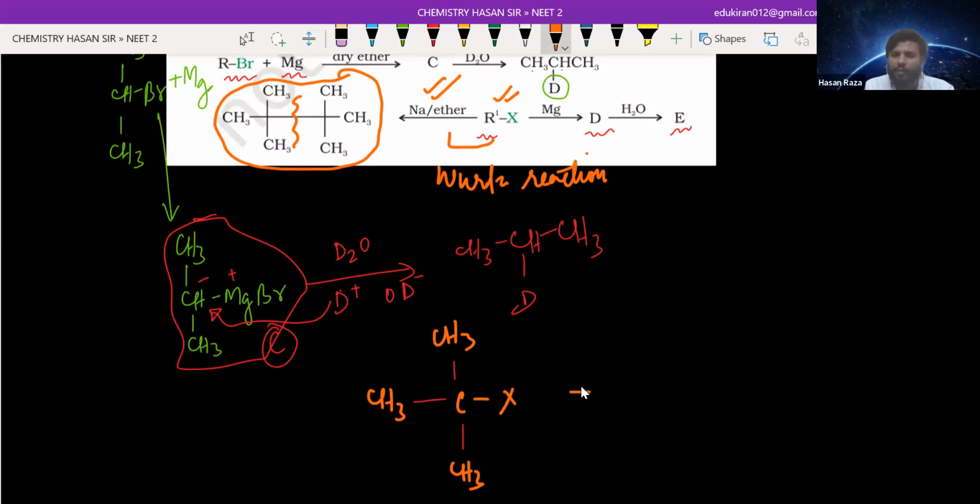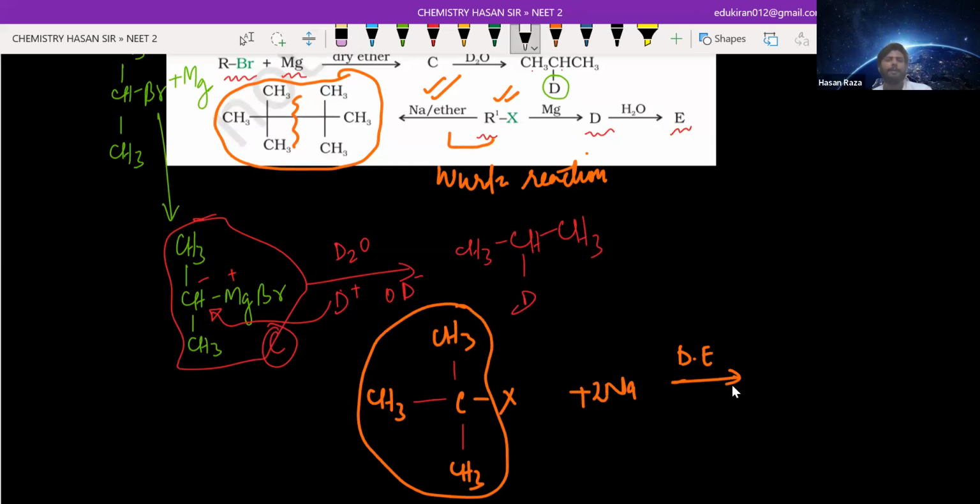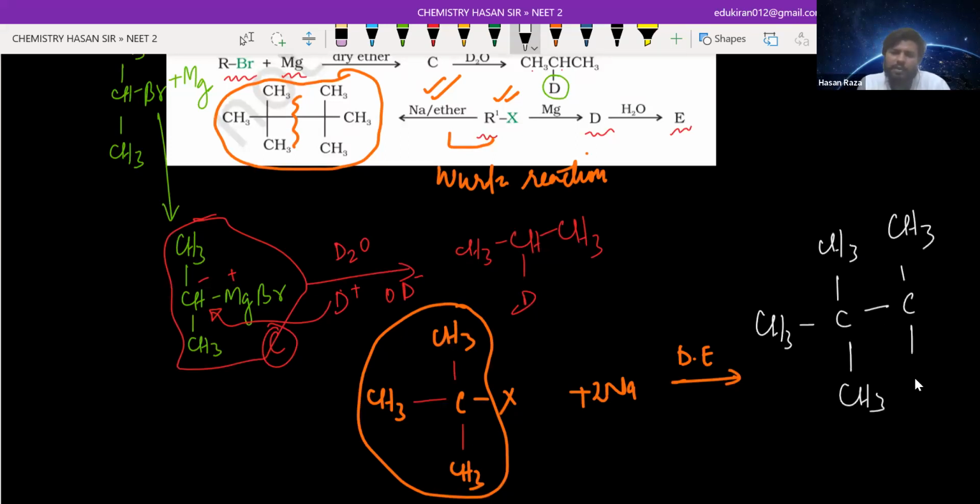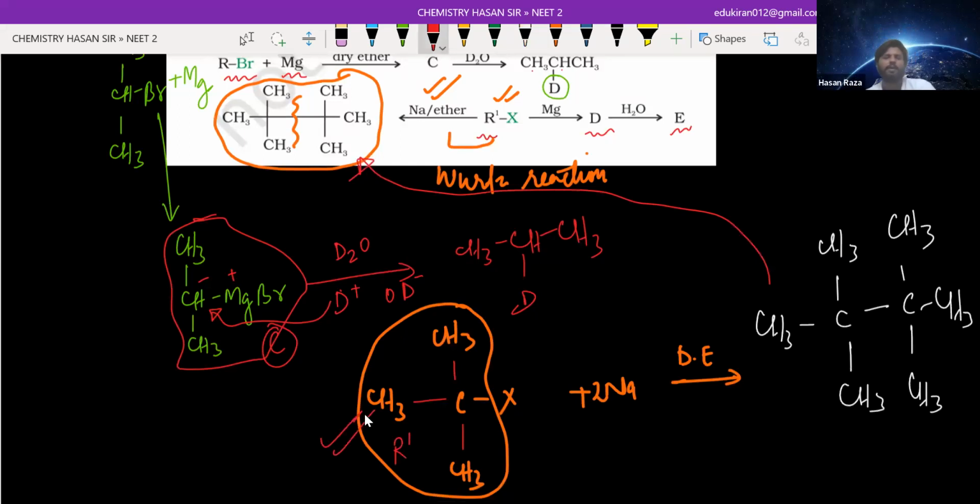If you are going to react this with 2 times of sodium in the presence of dry ether, what will happen? This will be doubled itself, yes or no? This is what happens in Wurtz reaction, yes or no? So if it is going to be double, what will be the product? CH3, C, CH3, CH3. Now you are going to double it, so C, CH3. Mirror image of this basically. So this and this are the same. Basically, this part is your R1. Are you getting my point?